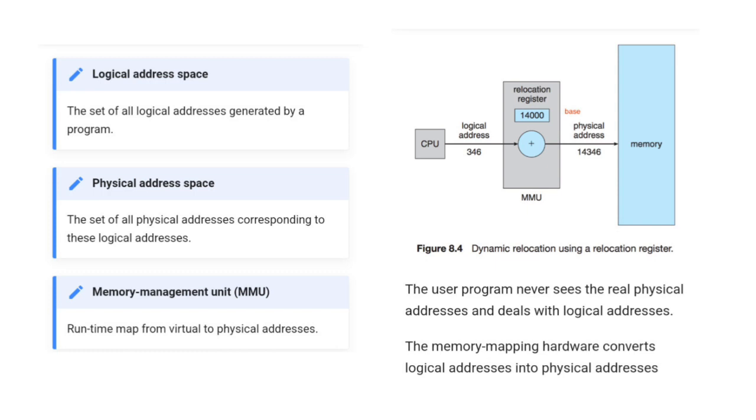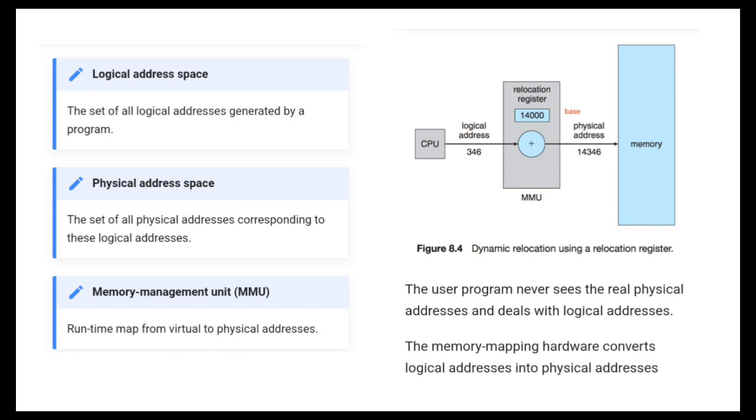The set of all logical addresses used by a program composes the logical address space, and the set of all corresponding physical addresses composes the physical address space. The runtime mapping of logical to physical addresses is handled by the Memory Management Unit, or MMU. The MMU can take on many forms. One of the simplest is a modification of the base register scheme described earlier.